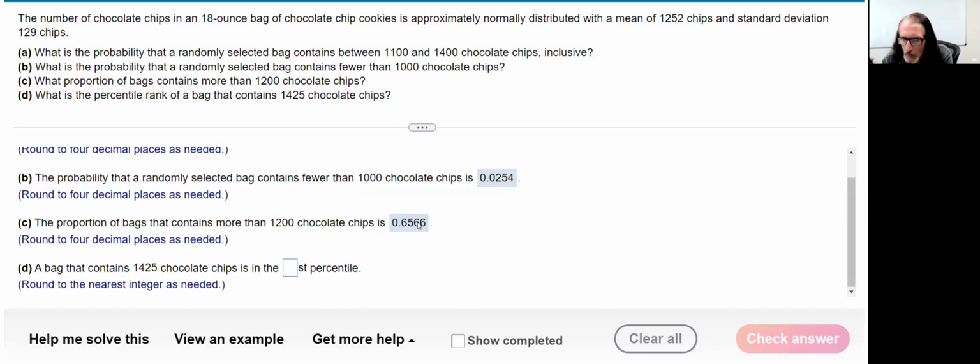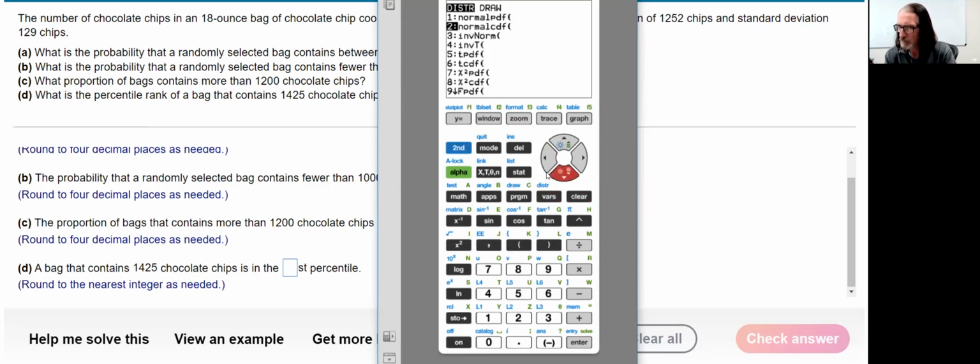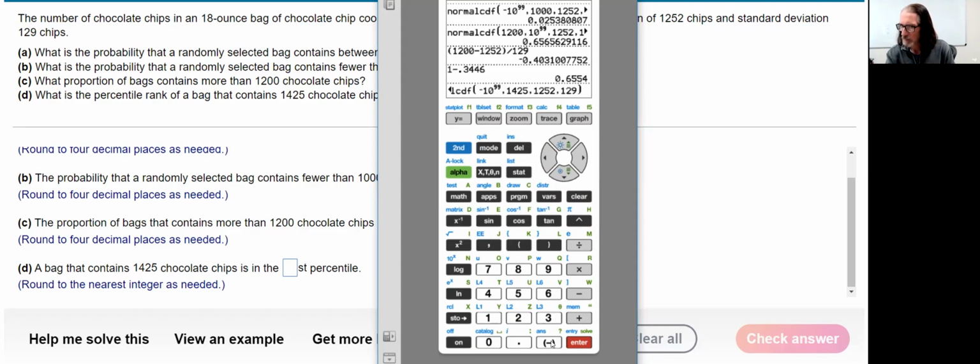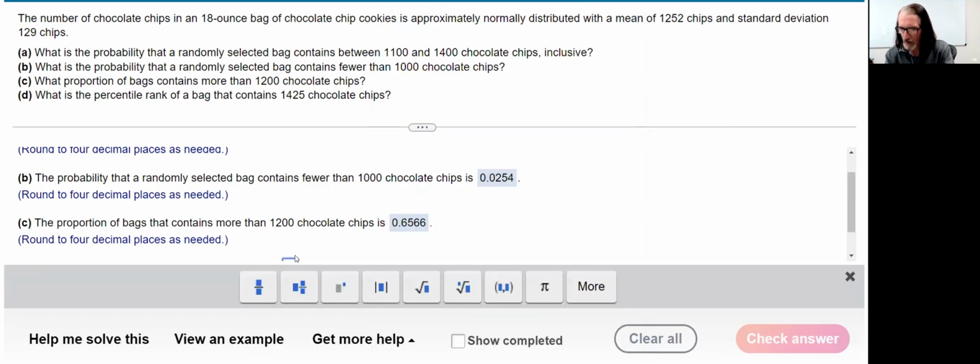And then our last part, what is the percentile rank of a bag that contains 1,425 chips? I'm just going to show this on the TI-84. This is just a fancy way of saying what percent are less. So if I put in 1425 here, sorry, let's go left of that. So no finite lower bound, head towards negative infinity. Closest we can get is negative 10 to the 99. Go up to the stopping point of 1425. Same mean and standard deviation. Convert that to a percent, 91.0 something. So we'd say that it's in the 91st percentile.